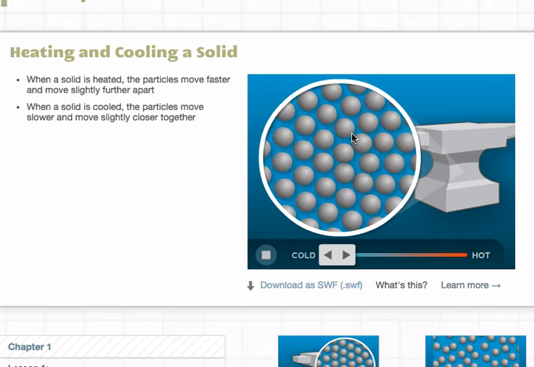Even your hand appears to be a solid, but if we were to zoom in and zoom in and zoom in some more, eventually we would be able to see the molecules that make up our hand, and they would be moving.